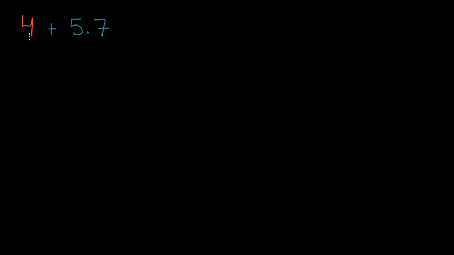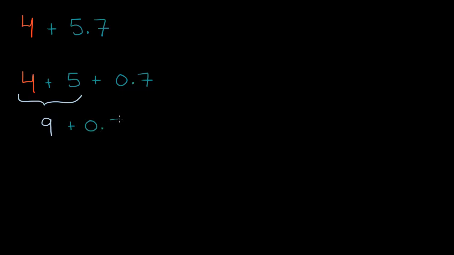So the way that my brain tries to tackle this is I try to separate the whole numbers from the tenths. So you can view this as being the same thing as 4 plus 5 plus 7/10. All I did here is I broke up the 5 and 7/10 into 5 plus 7/10. And the reason why my brain likes to do that is because I can then say, okay, 4 plus 5, that's just going to be equal to 9. And then I just have to add the 7/10.